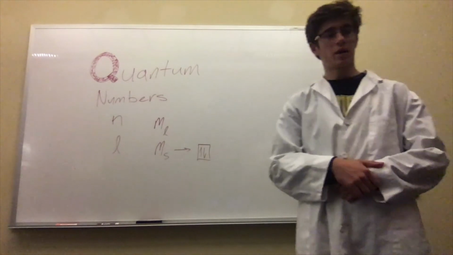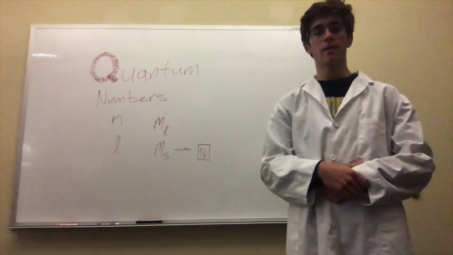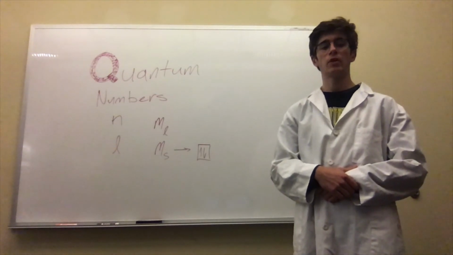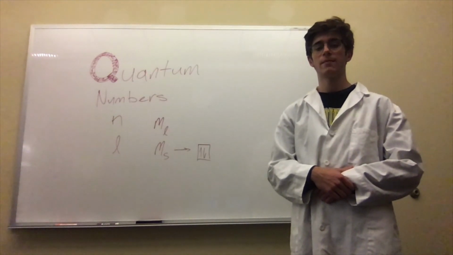These numbers are used to calculate the electron configuration of an atom, which is used to determine the valence electrons of an atom, and also to determine the probable location of an electron at a given point in time.